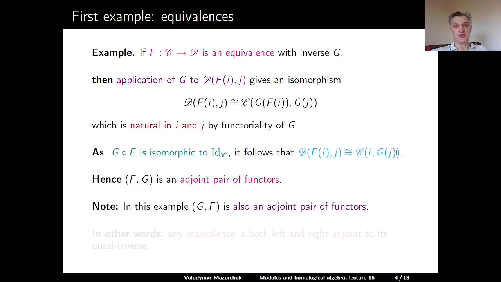Note, in this case, G is also an equivalence, so exactly the same argument says that the pair G, F is also an adjoint pair of functors. In other words, any equivalence between two categories is both left and right adjoint to its quasi-inverse.